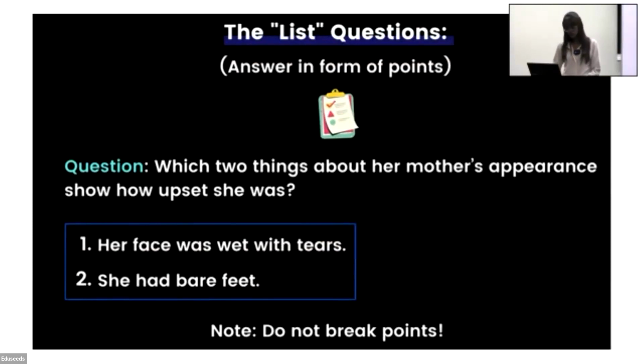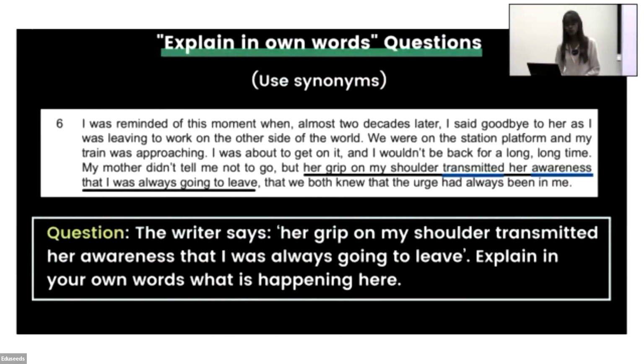The next one, we have the explain in own words question. This is very frequent in the paper. So for example, the question says, the writer says her grip on my shoulder transmitted her awareness that I was always going to leave. Explain in your own words what is happening here.